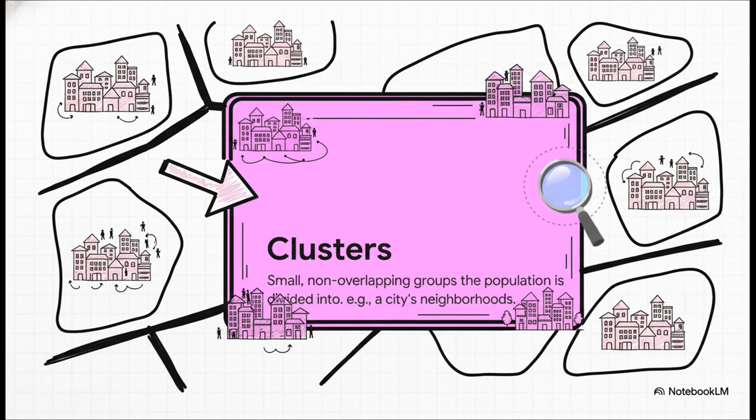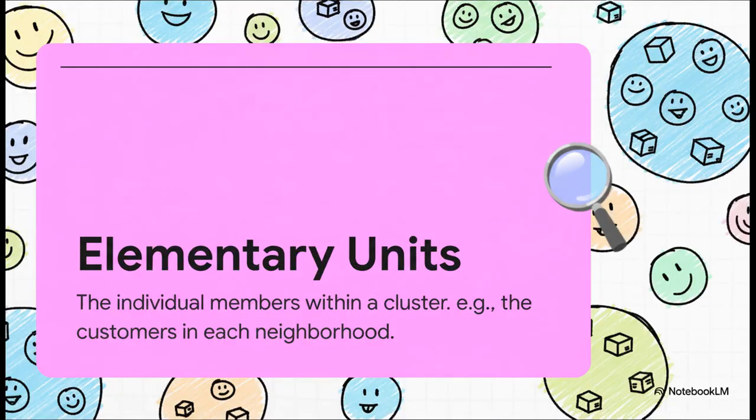You can easily divide the whole city into these distinct areas. Now, the key thing here is that they are non-overlapping. That just means every customer belongs to one and only one neighborhood. Simple, right? And what about the people inside those clusters? Well, those are your elementary units. For our food delivery service, these are just your individual customers. So to recap, the neighborhoods are the clusters, and the customers living in them are the elementary units.